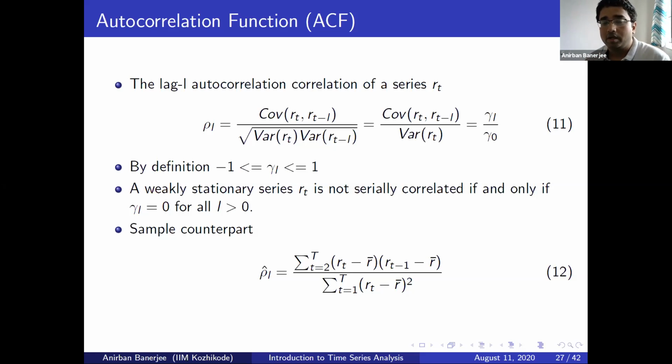Okay. So this is just the lag L autocorrelation definition, and this is the sample counterpart. So how do you use it from your data? Okay. So RT to RT minus L, this is rho L. Yeah, I suppose this is understandable. Okay.